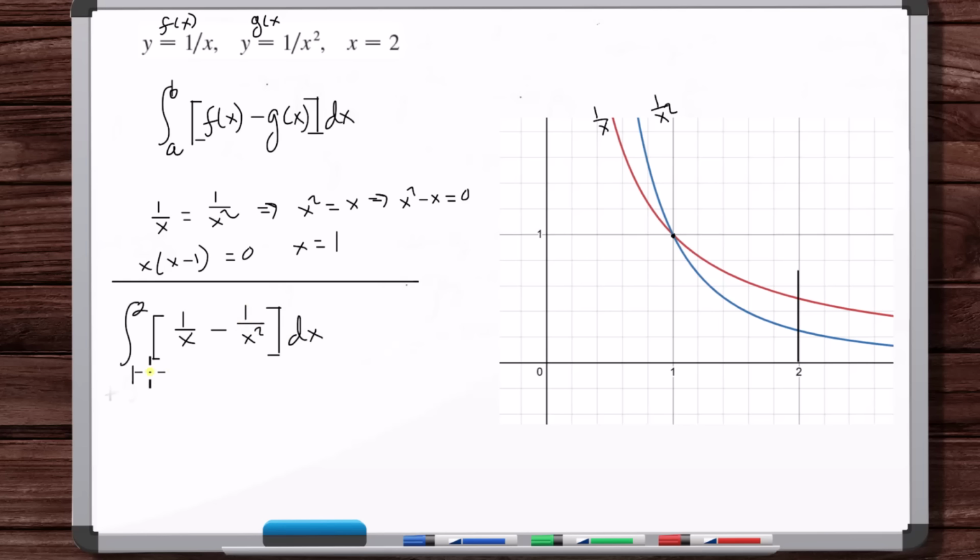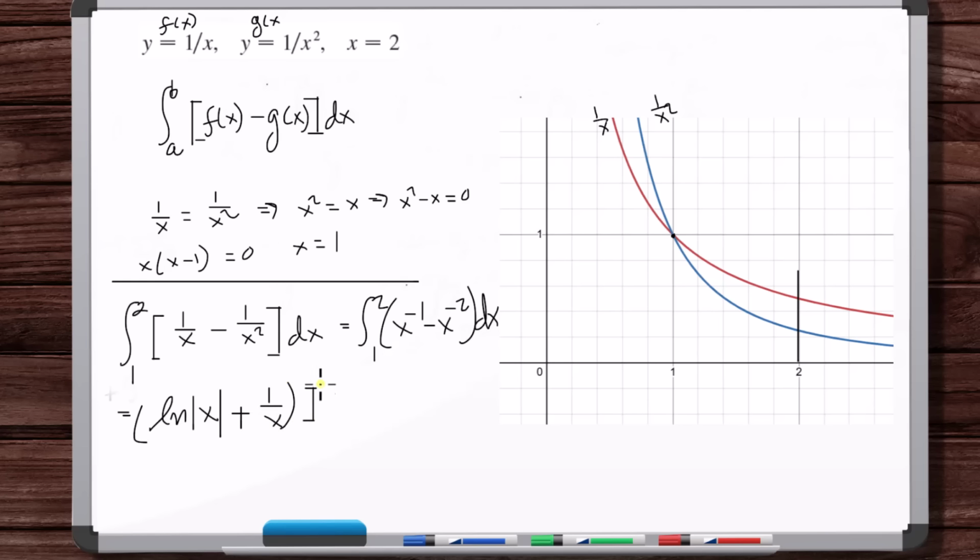Okay, this is it. We evaluate this. That's the area under the curve. So this is equal to the integral of x to the minus 1 minus x to the minus 2 dx. Okay, so we have natural log of the absolute value of x, that's the integral of 1 over x, minus x to the minus 1 over minus 1. So plus 1 over x. Evaluate this from 1 to 2.